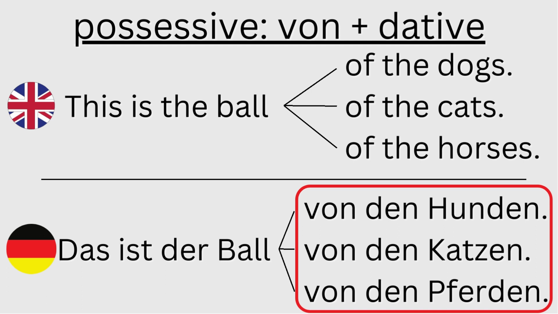And more likely when you're having a conversation with somebody in a German-speaking country today, a von construction would be used. Von plus the dative case. So instead of das ist der Ball der Hunde, you would more likely hear das ist der Ball von den Hunden. Or das ist der Ball von den Katzen. Or von den Pferden. This is more likely and more commonly used.